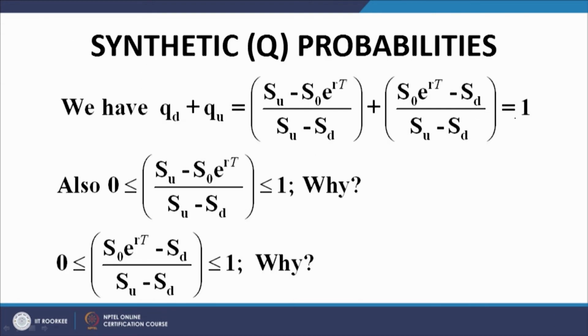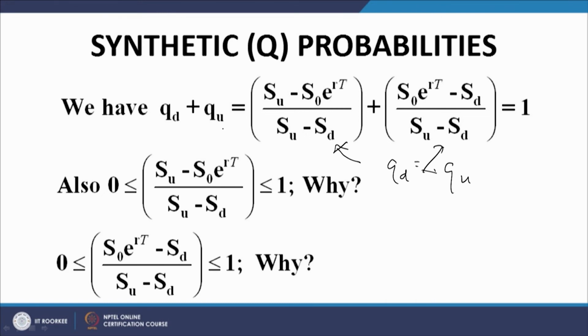Now, let us investigate the values of q u and q d. What was q d? Q d was equal to this expression and q u was equal to this expression. Okay. So, the first thing that we observe here is that q d plus q u is equal to 1. It is quite obvious, it is elementary.